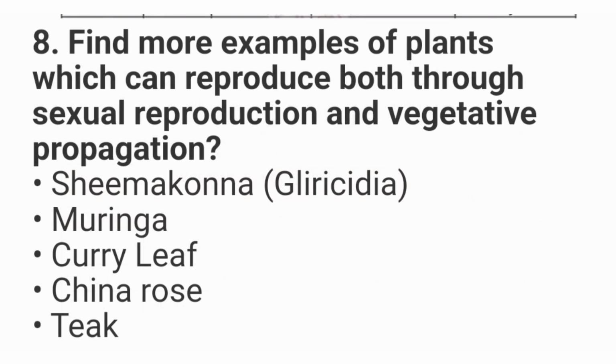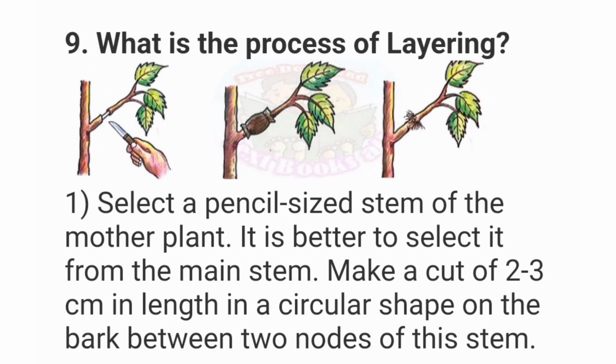Next question: find more examples for plants which can reproduce both through sexual reproduction and vegetative propagation. Answer: Shimakonna, Gliricidia, Moringa, curry leaf, China rose, teak. Question number 9. What is the process of layering?